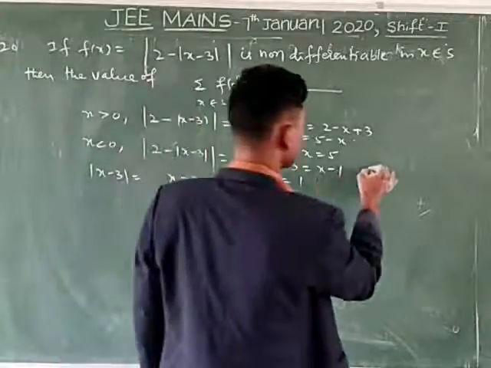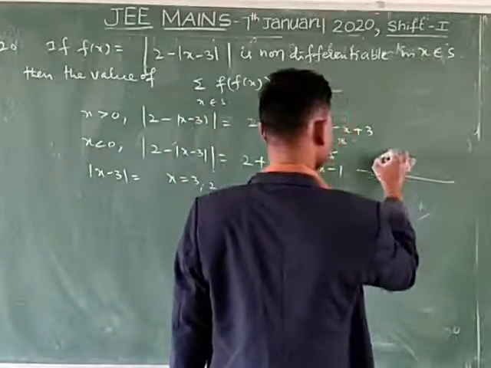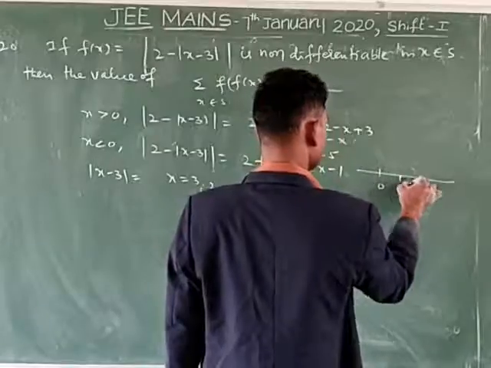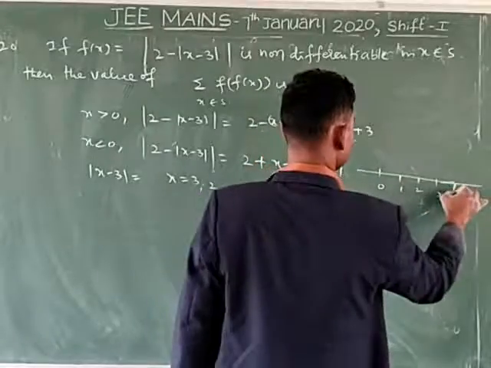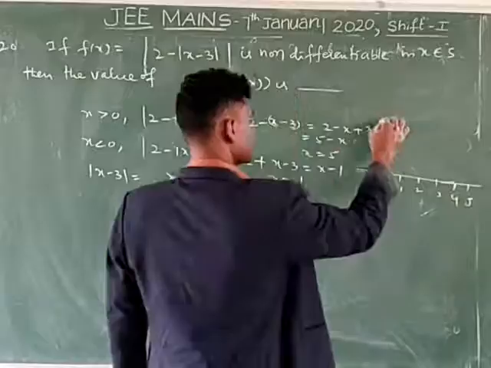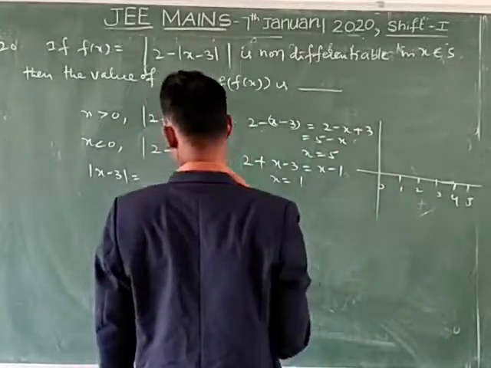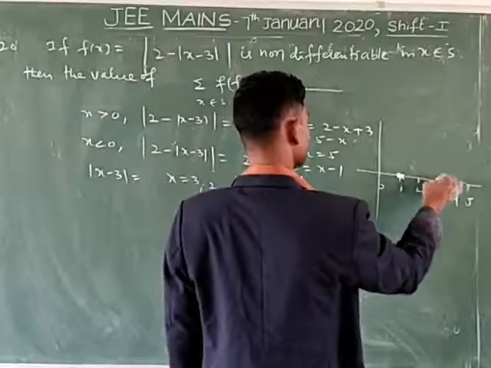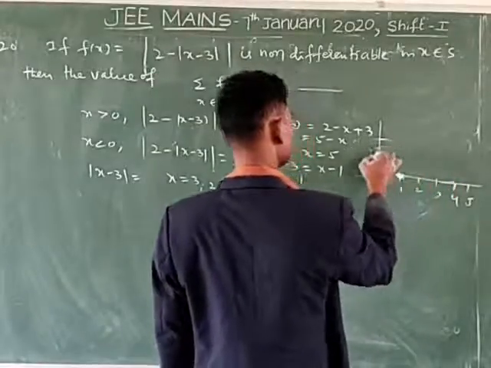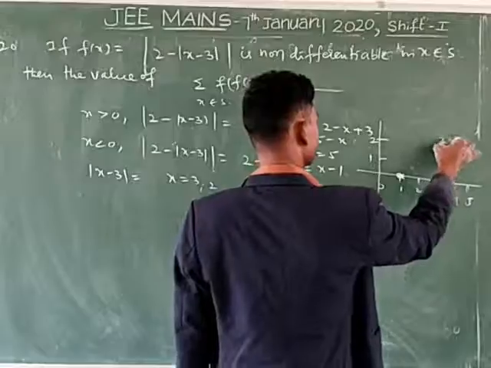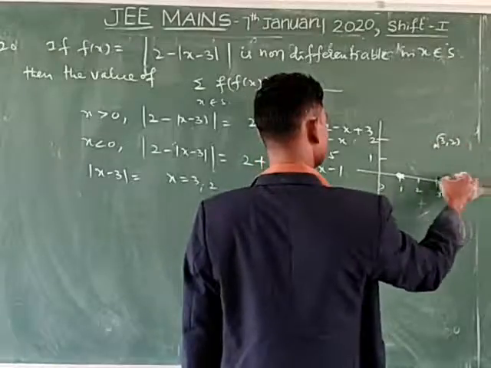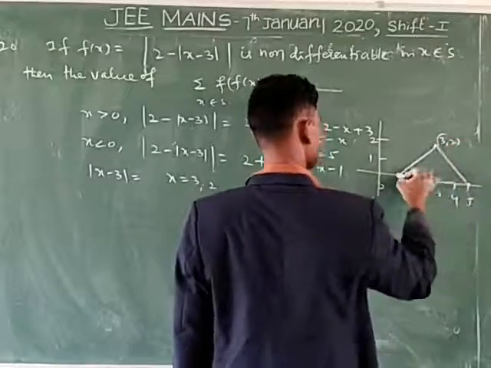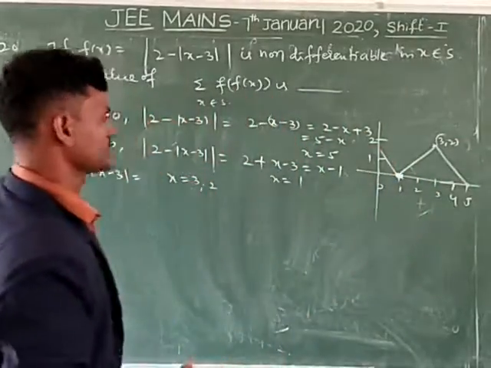Now you have to draw the graph. Here this is 0, here 1, here 2, 3, 4 and 5. See here, first point is 1 and 0. Next one is 3, 2. Here 1, here 2. Here 3 comma 2 and 5 comma 0 again. This is how you have to draw.